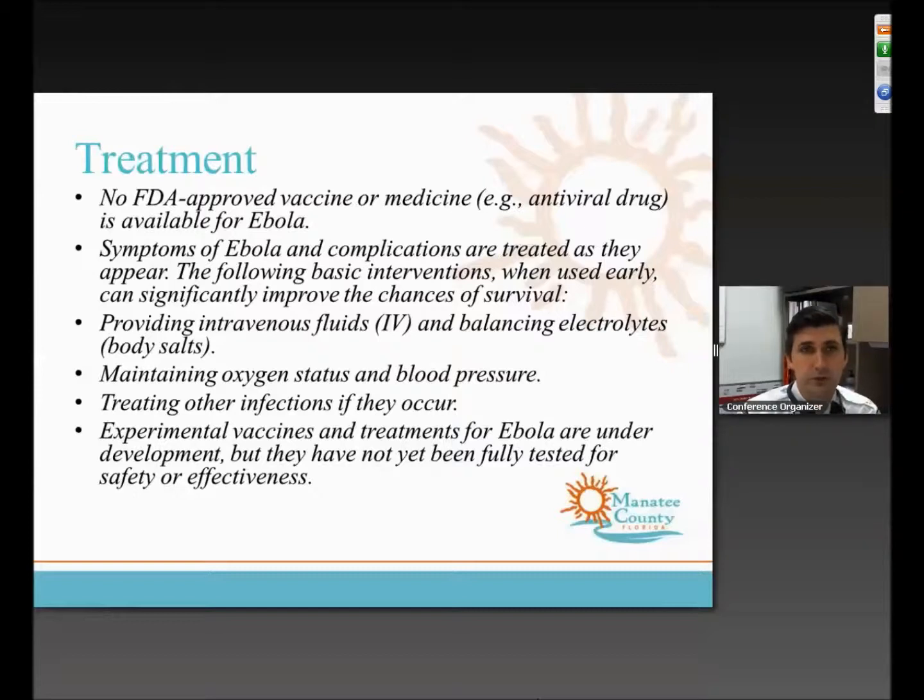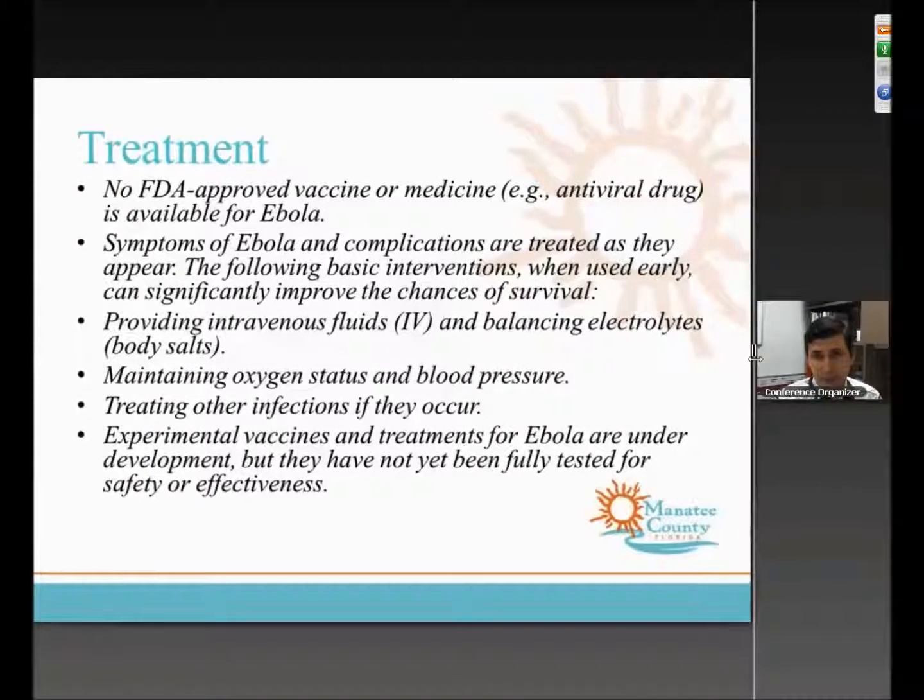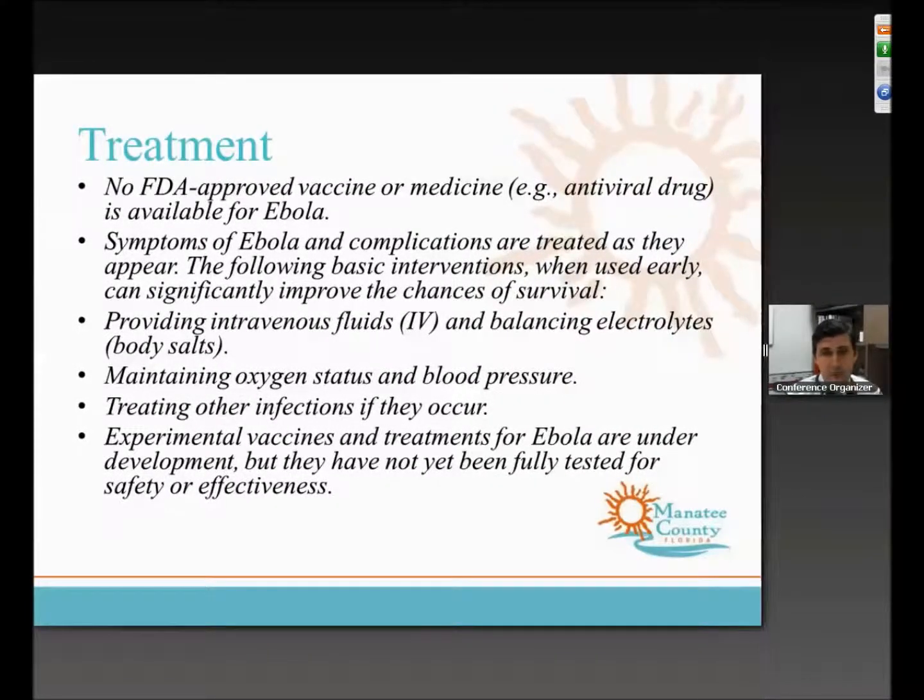Treatment. Unfortunately, there's no complete FDA-approved vaccine or medicine for the treatment of Ebola. It really is predominantly supporting their symptoms and getting them through it. Symptoms of Ebola and complications are treated as they appear. Basic interventions, predominantly intravenous fluid, and balancing their electrolytes, maintaining oxygen and blood pressure, and treating other infections that may occur while they're ill. There are some experimental vaccines being used, but none of them have been tested well enough to fully say whether they're effective or not.